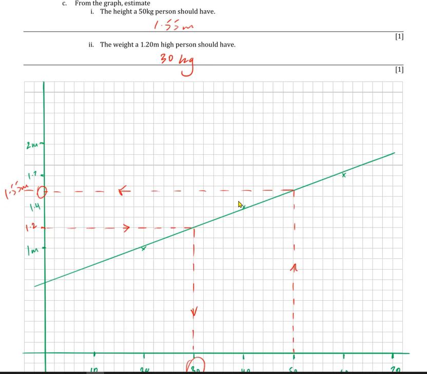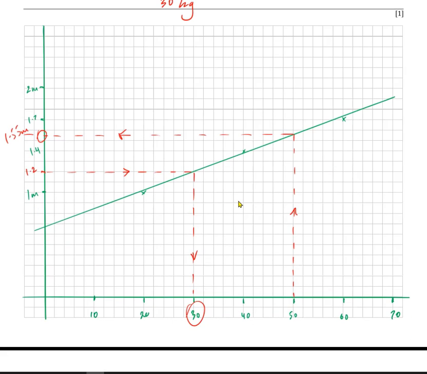Now if I'm allocating marks, I would have 1 mark for the line, 1 mark for plotting the data points. Here you would have the axis correct, so you would need a label saying mass in kilograms, and also another mark for this axis here, which would be height in meters, so don't forget the units. So that's where you'd get your 5 marks from.